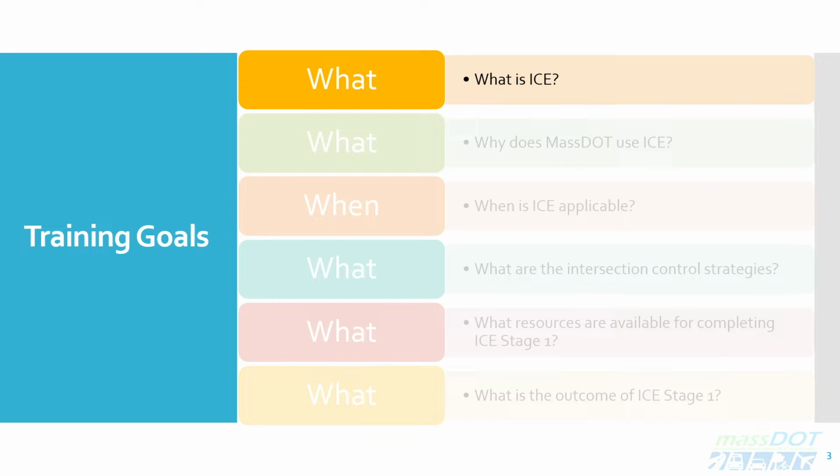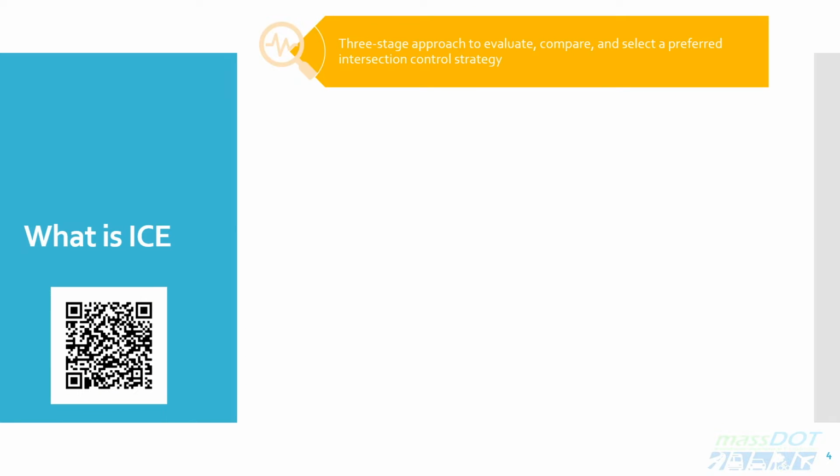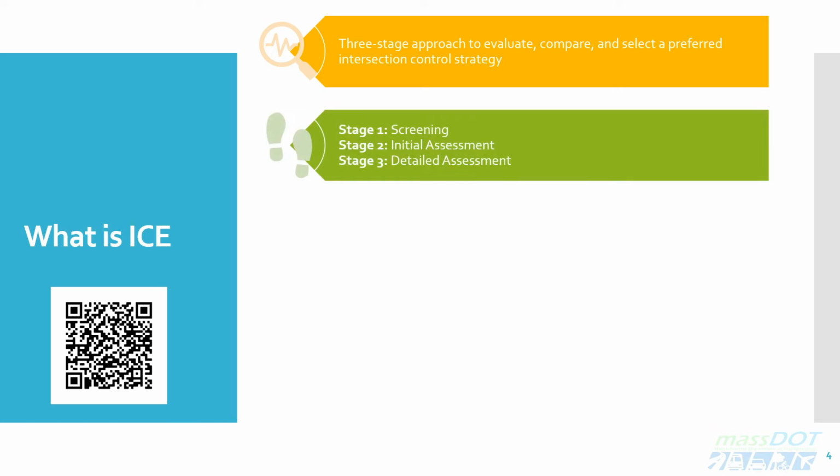The first training goal to cover is, what is ICE? ICE is a 3-stage approach to evaluate, compare, and select a preferred intersection control strategy. The 3 stages are Stage 1, Screening, Stage 2, Initial Assessment, and Stage 3, Detailed Assessment.